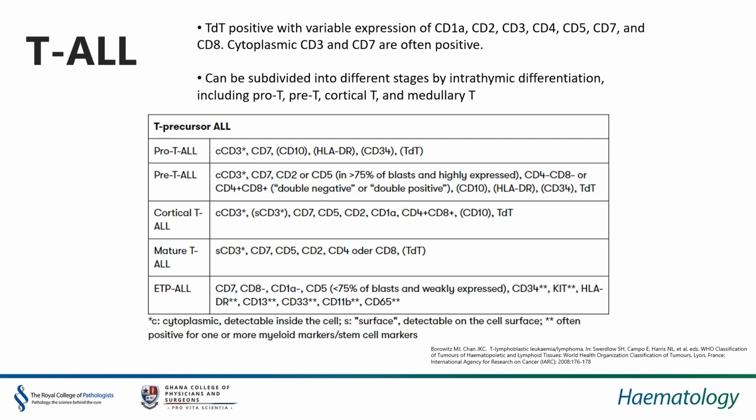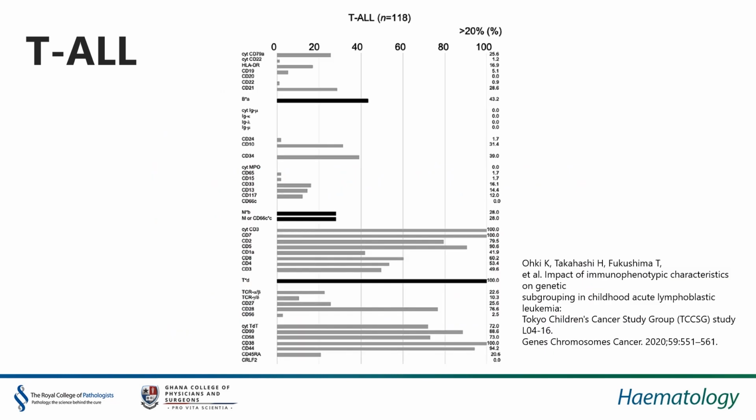Now, again, this is looking at a published study out of Tokyo that was published a couple of years ago, and this is a schematic of the percentage of cases with corresponding antigen expression in T-cell acute lymphoblastic leukemia, where the antigen expression is greater than 20%.